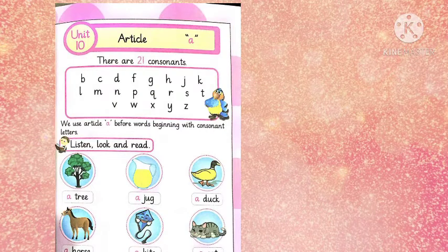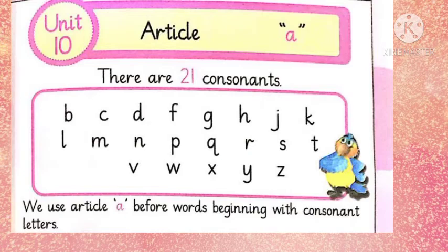Look at the page of your book. Article a. I told you where we use the article a. We use article a with the words which starts with consonant. Consonants are 21. Consonants are the alphabetical letters other than vowels. We have 5 vowels and other than vowels rest of the letters are consonants. So we use article a for a singular noun that starts with consonant letters.